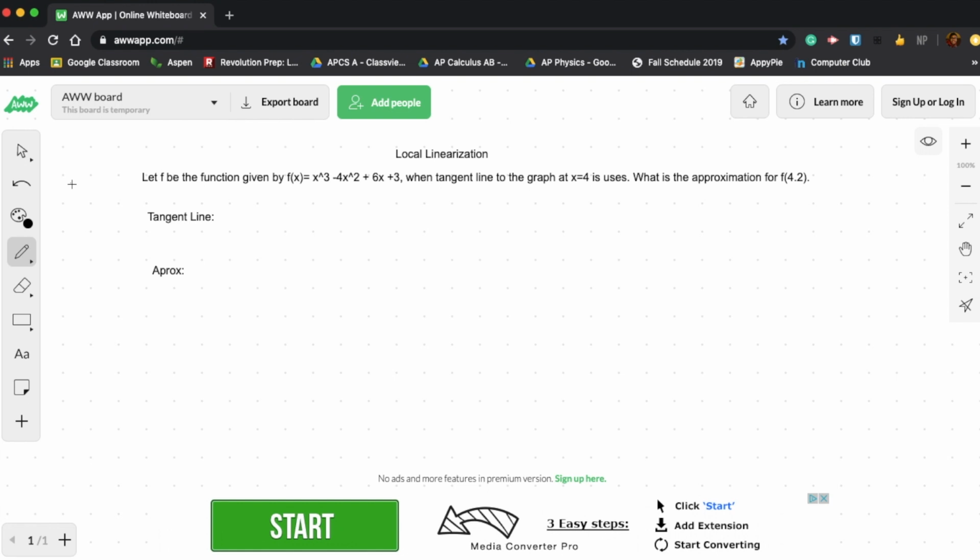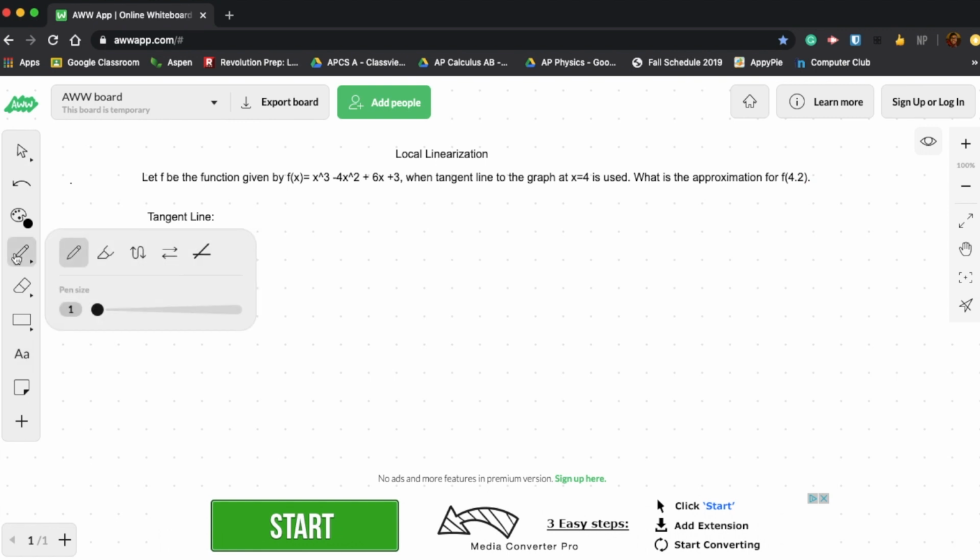Let f be the function given by f of x equals x cubed minus 4x squared plus 6x plus 3, when the tangent line to the graph at x equals 4 is used. What is the approximation for f of 4.2?